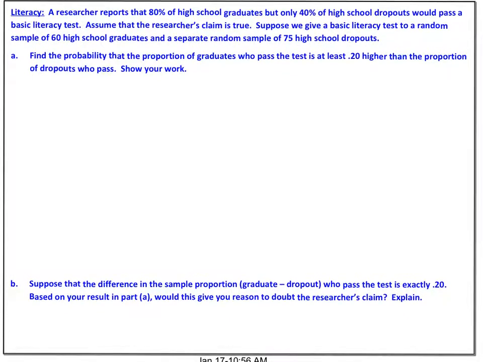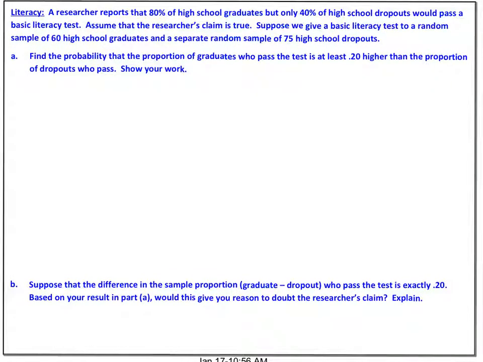A researcher claims that 80% of graduates but only 40% of dropouts would pass a basic literacy test. We're going to look into that. Before I dive over to my normal CDF, a few things I got to verify.